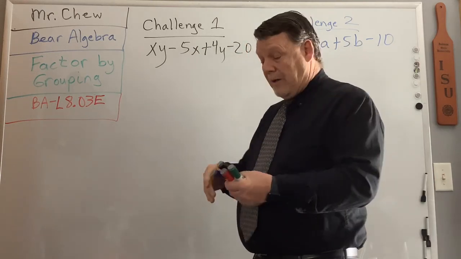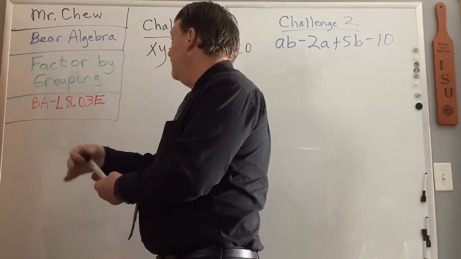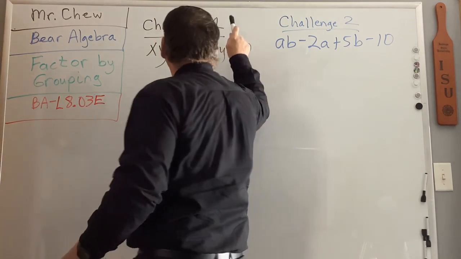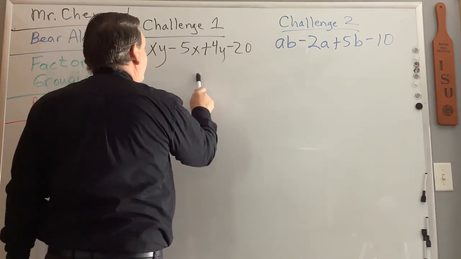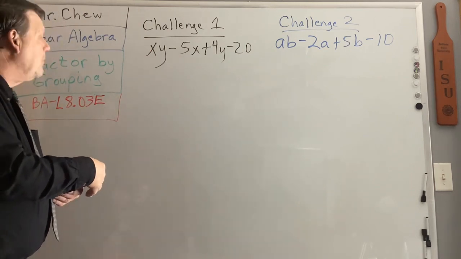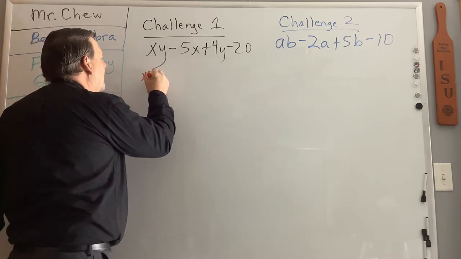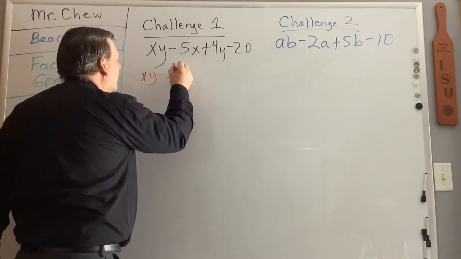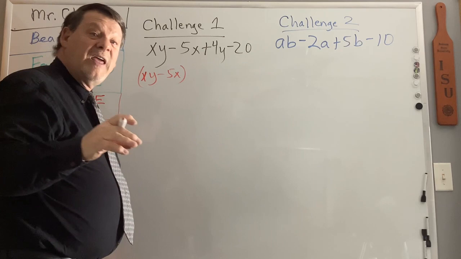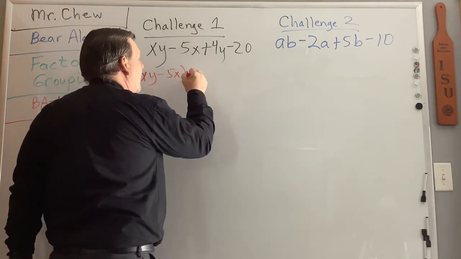I introduced factor by grouping in an earlier video, and I asked you to do a couple of challenge problems. So here are the challenge problems. Challenge 1 says xy minus 5x plus 4y minus 20. So remember what you have to do here. The whole idea is you're taking two of them, grouping them together, trying to find if they have a common factor when you factor out the GCF.